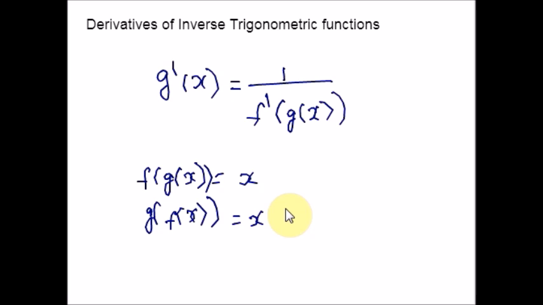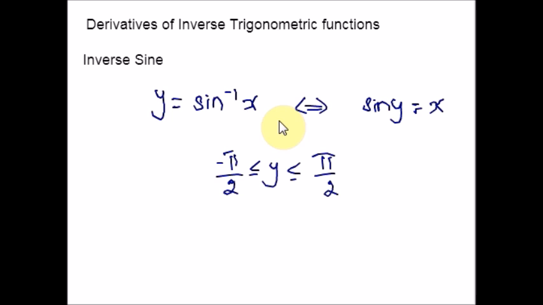We will go through inverse sine, inverse cosine and inverse tangent in detail in this video. So let us start with inverse sine. Here is the definition of inverse sine. y equals sine inverse of x if and only if sine y is equal to x, for y lying in the interval negative pi over 2 to pi over 2.